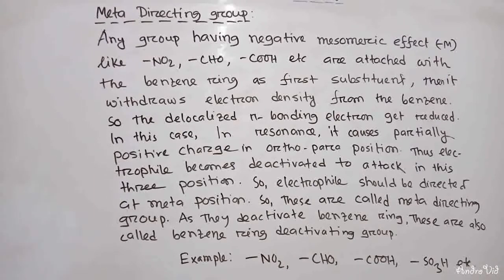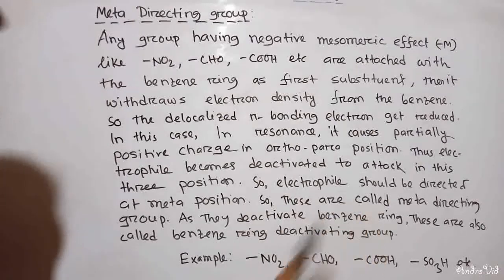So as there is a reduction of electron density from the benzene ring, the benzene ring will become less reactive. At the same time, the benzene ring will get deactivated. So meta directing groups are also known as benzene ring deactivating groups.